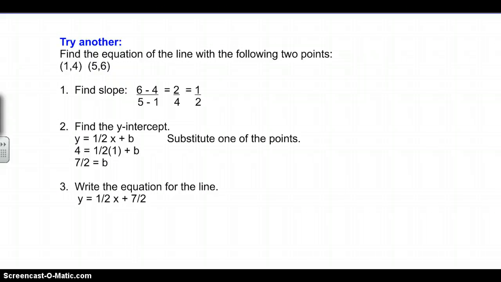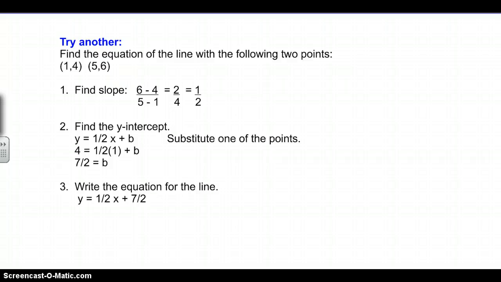Let's try another one. We're going to find the equation of the line with the following 2 points. 1, 4, 5, 6. First step, find the slope. 6 minus 4 over 5 minus 1 is 2 over 4. That can be reduced to 1/2. To find the y-intercept, we write the equation in slope-intercept form with the slope. So we have y equals 1/2 x plus b.